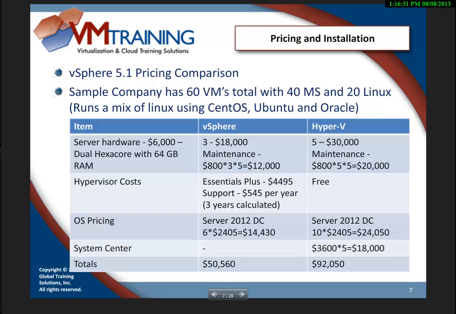As for Ubuntu, absolutely supported. In fact, every Linux kernel after 2.4.2 has the bits for Hyper-V compatibility built in and just has to be enabled in the operating system.